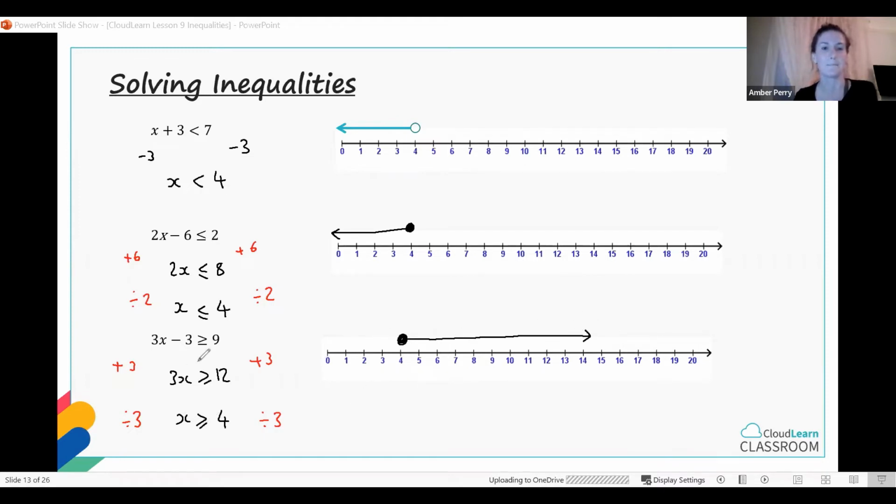Okay. So that's how we solve inequalities. The main thing to remember is that you just do not change those inequality signs to anything else, except for in one instance, which I'll talk about in a minute. But don't change it to an equals, whatever you do, okay?